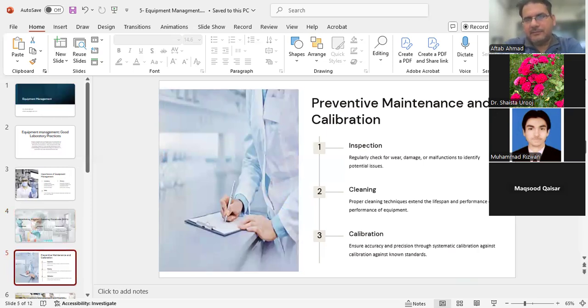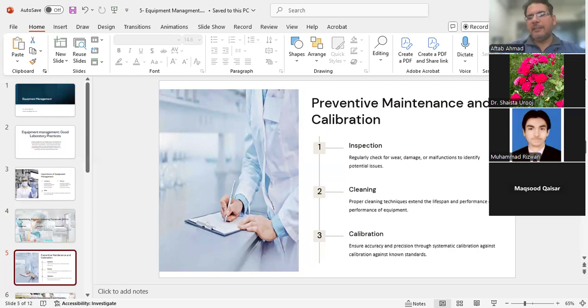This slide is very important for all of you, and it is about the preventive maintenance and calibration. Preventive maintenance. What is the preventive maintenance? Preventive maintenance is the maintenance that you do so we don't get any fault in the equipment. The operation of the equipment can be disturbed at any time, but we do the preventive maintenance. We check it time to time, so it should be operational. It should be consistent. It should give similar kind of results. So this is why we do the preventive maintenance.